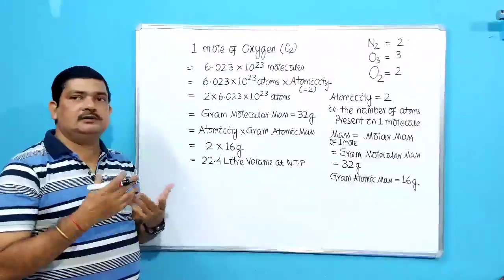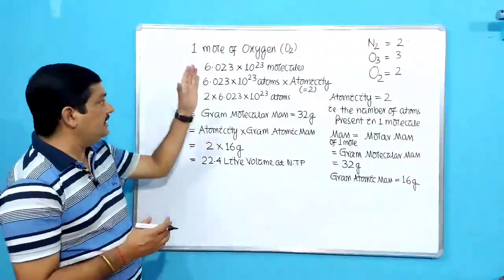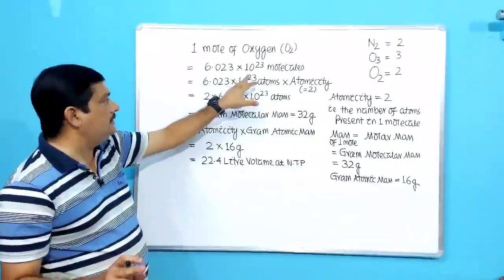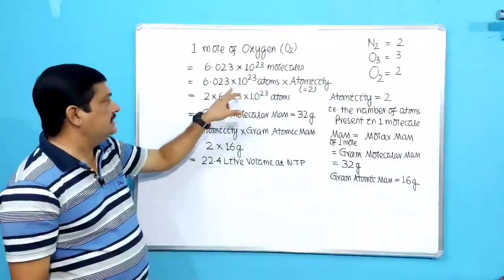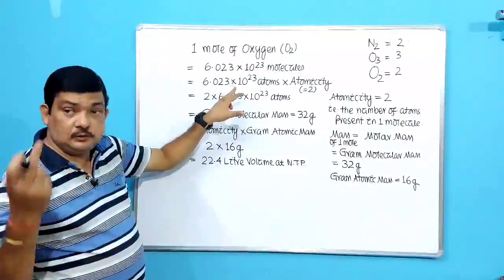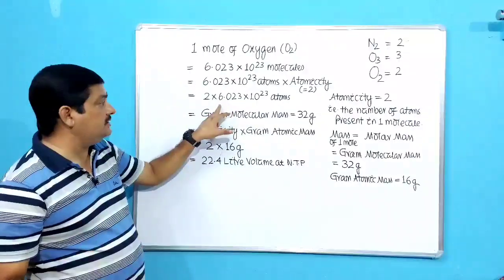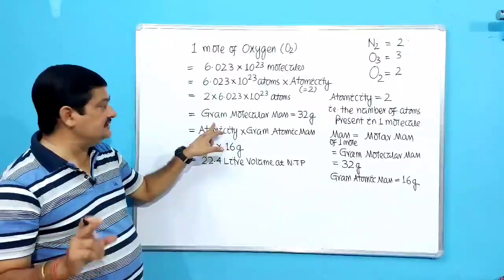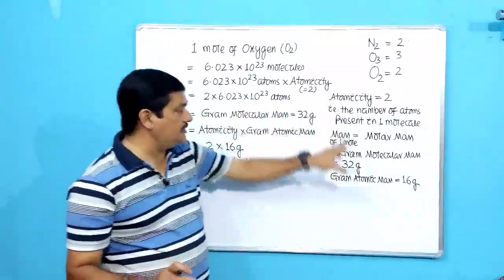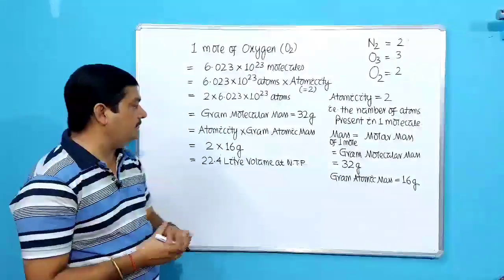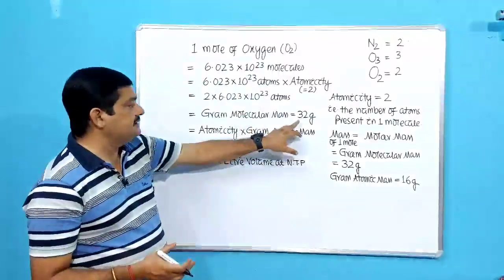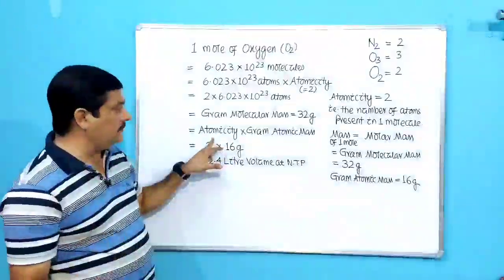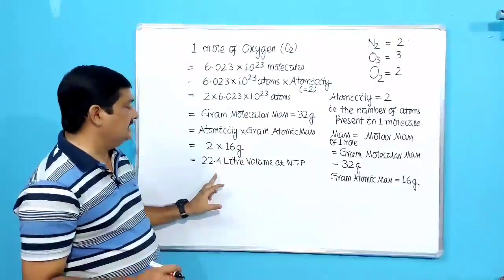So 1 mole of oxygen means Avogadro number of molecules. What is the Avogadro number? 6.023 into 10 to the power 23 molecules. Then 1 molecule of oxygen means 2 atoms of oxygen, so the number of atoms of oxygen will be 2 into Avogadro number. Then 1 mole of any substance is equal to the gram molecular mass. In the case of oxygen, the gram molecular mass is 32 gram, so 1 mole of oxygen has a mass of 32 gram. Then for gram atomic mass, it will be atomicity into gram atomic mass.